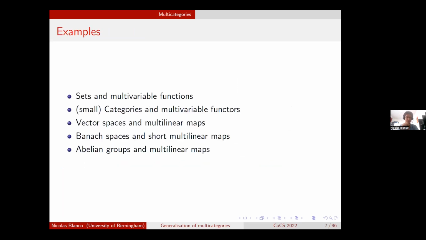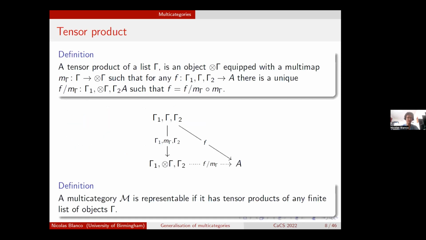Some examples are sets and functions with multiple variables, categories and functors with multiple variables, vector spaces and multilinear maps, as I said before. There are also Banach spaces and short multilinear maps, which are multilinear maps that don't expand the norm in some sense. And also you can think of abelian groups and multilinear maps, so maps that preserve the group structure in each variable independently, and so on.